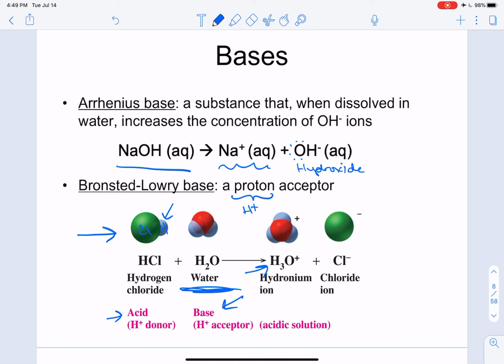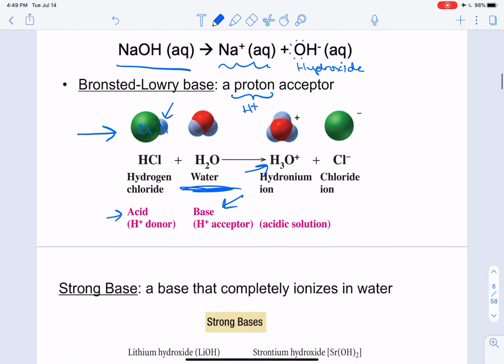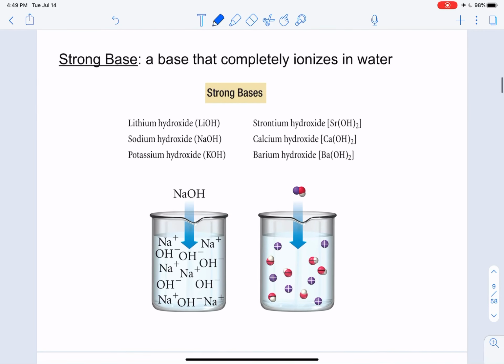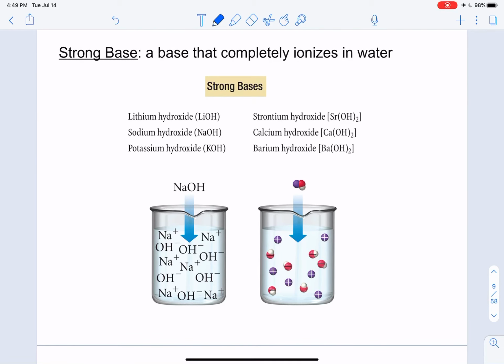When you pair water with an acid, water will behave as a base. When you pair water with a base, water will behave as an acid. And we'll see that when we do acid-base reactions pretty soon. So that brings us to strong bases. Strong bases, like strong acids, are going to be things that completely ionize or completely dissociate in water.